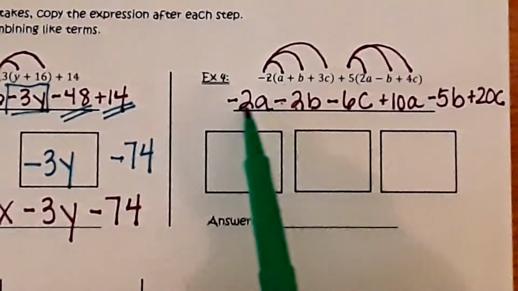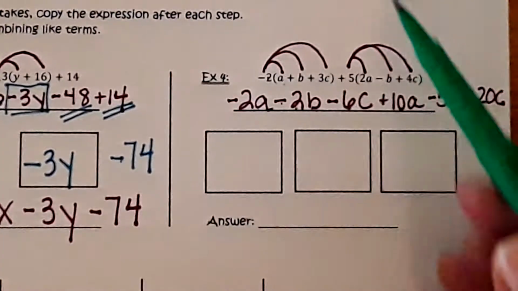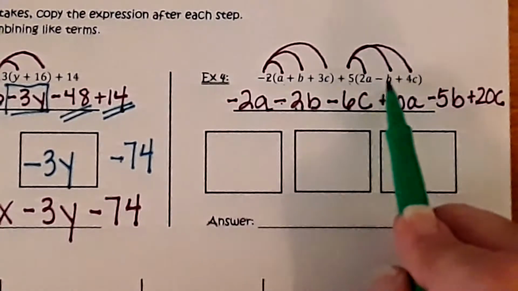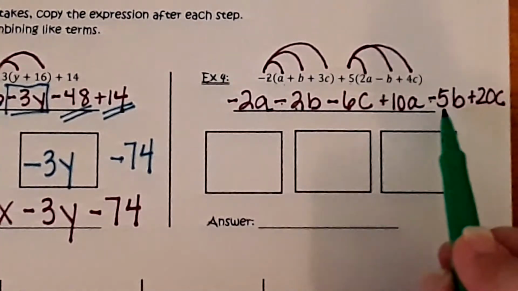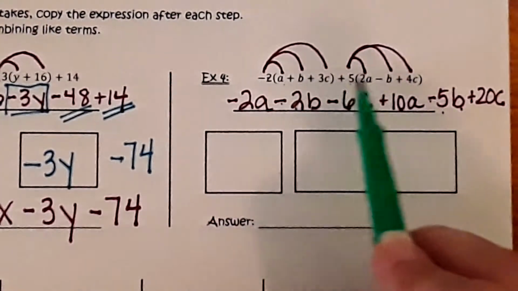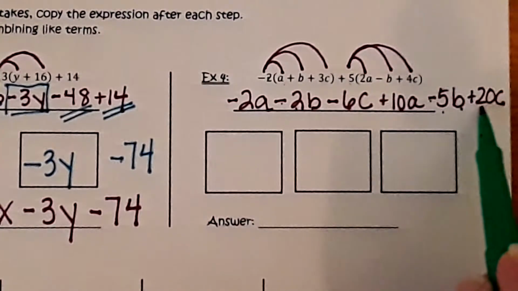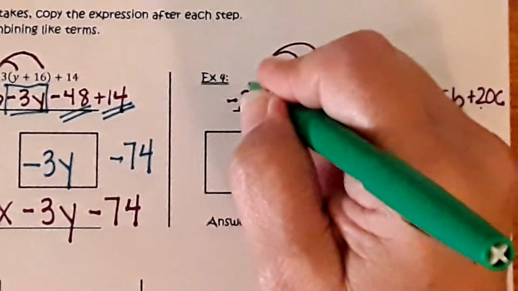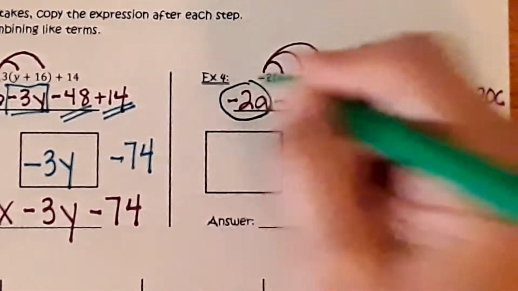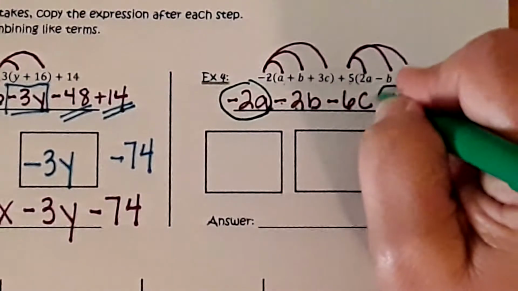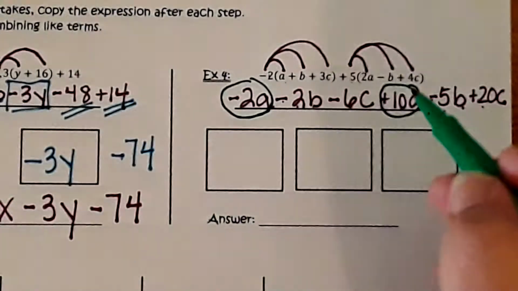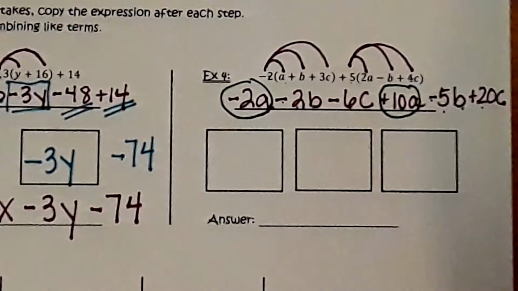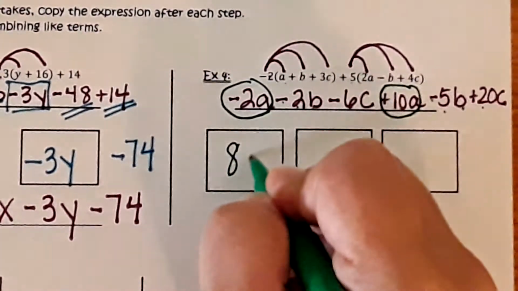But notice that when they're all together, it becomes a minus sign. 5 times 2A is 10A. 5 times negative B is negative 5B. And 5 times 4C is positive 20C. Now let's combine them. Negative 2a and positive 10a. Well, 10 plus negative 2, you had 10a's, you spent 2a's, you have 8a left over.